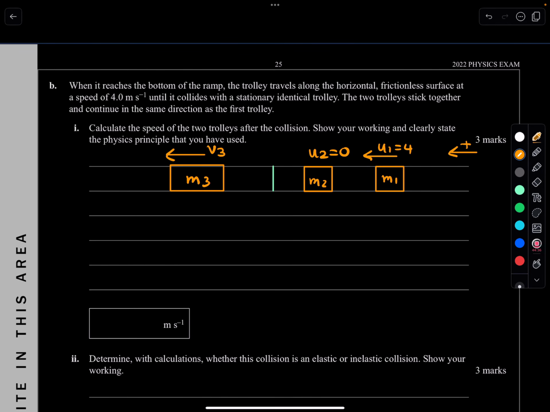And that's it. So to make an expression, the main physics principle that we're using is the conservation of momentum.